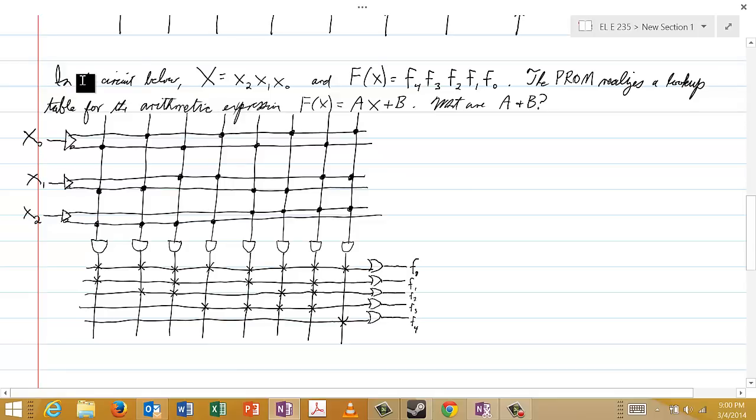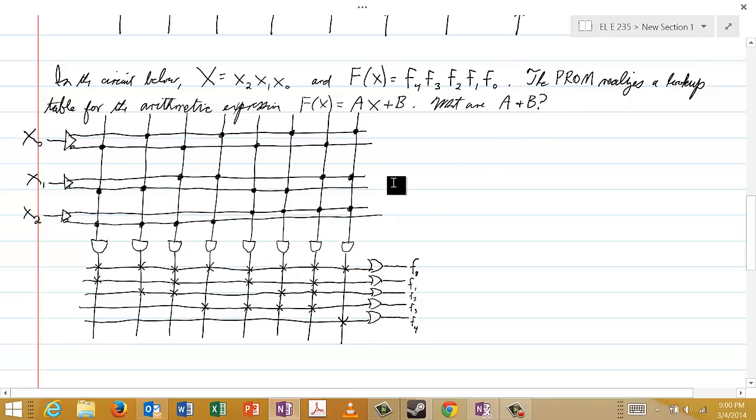And the instructions say in the circuit below, X is equal to X2, X1, X0. Now what that means is that X is a 3-bit binary number, X2 is the leftmost bit, and then X1 and X0 is the rightmost bit of X. And F of X is equal to F4, F3, F2, F1, F0. So F of X is also a binary number. It, however, is a 5-bit binary number. And the leftmost bit is F4. The rightmost bit is F0.